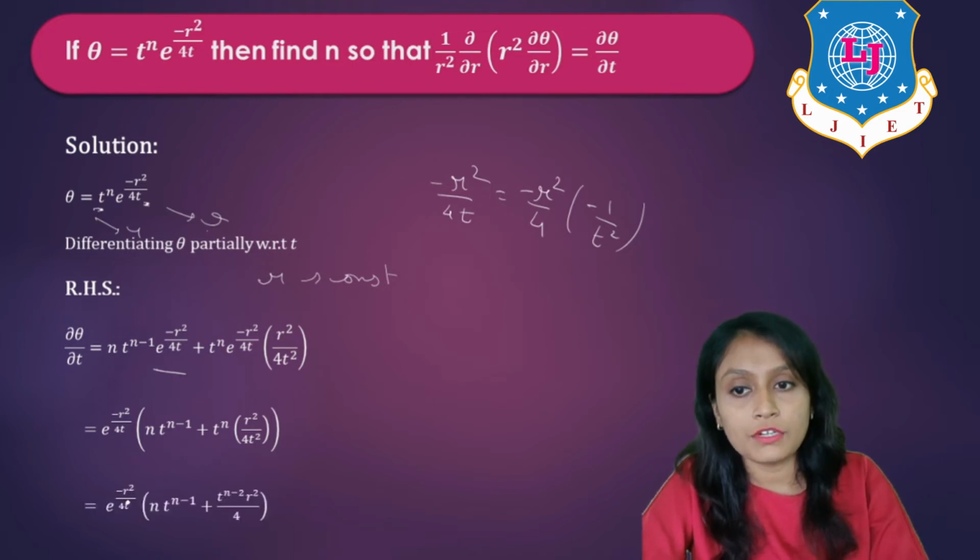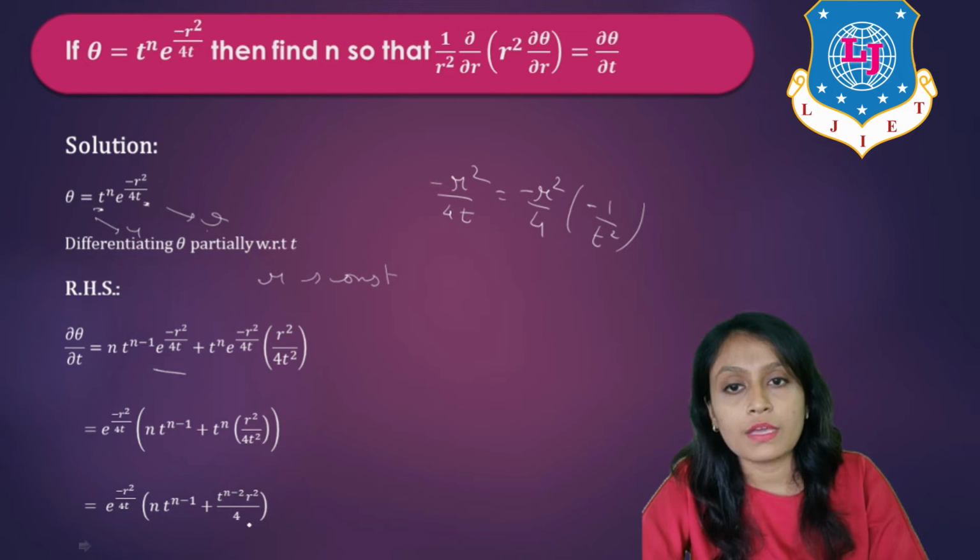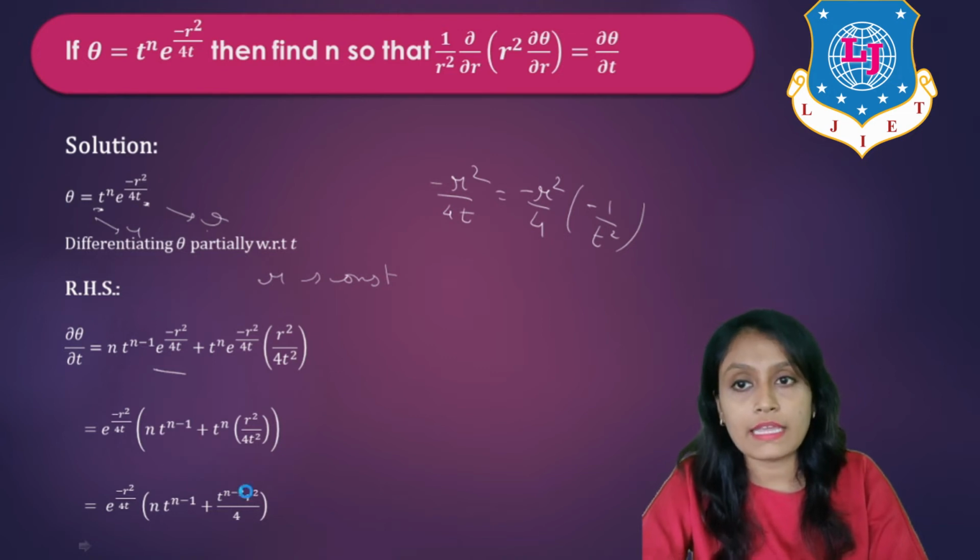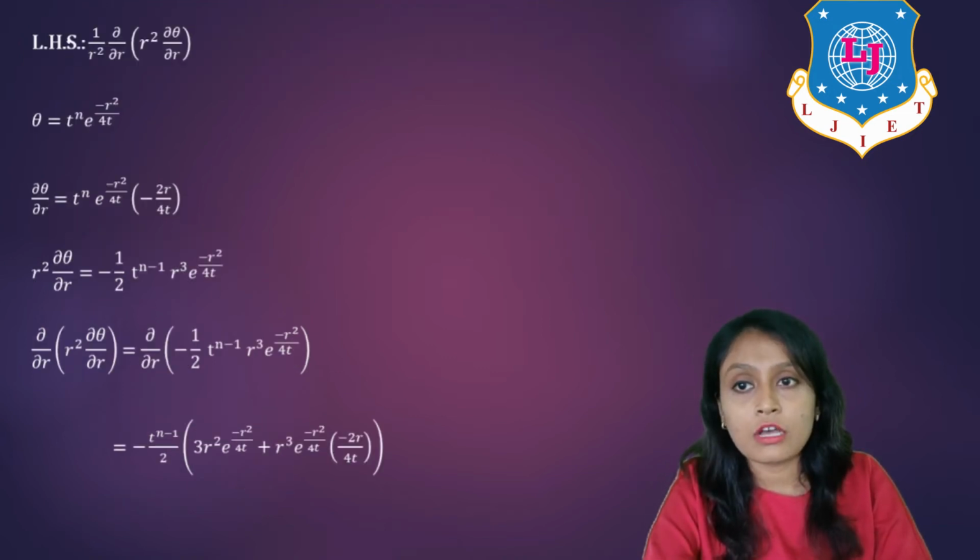Simplify it further. So here you will get del theta by del t as e raised to minus r square upon 4t into n t raised to n minus 1. This t square we bring in the numerator. So here you will have t raised to n minus 2 into r square upon 4. Next we will solve LHS.